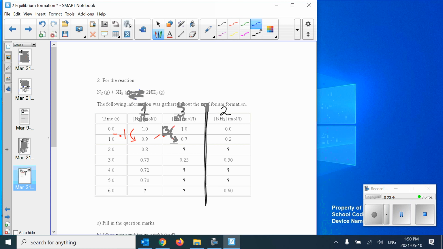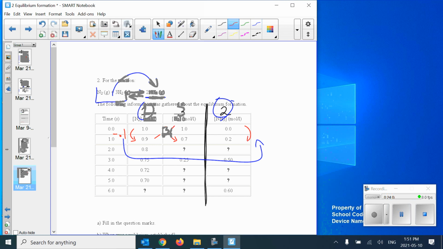Now let's stretch this out a bit more. If the reactants are going down, that means it's making more products. So what goes down on the left goes up on the right. And in a 1 to 2 ratio. So if nitrogen goes down by decimal 1, the ammonia goes up by twice as much. See how the arithmetic worked there?